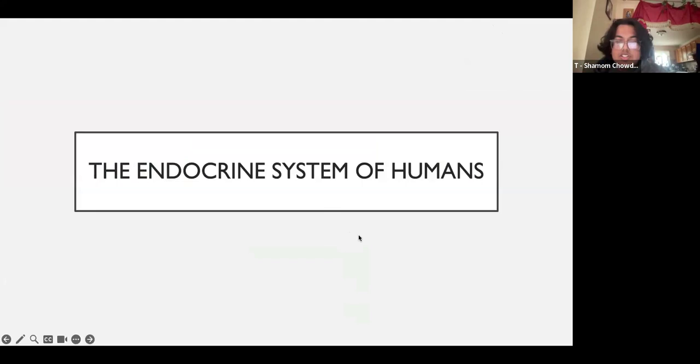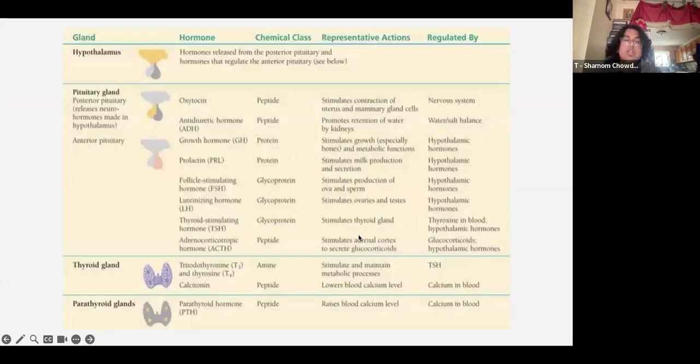So now we're going to talk about the endocrine system of humans. This is a lot of what is going on within your body. Your hypothalamus is where hormones are released from the posterior pituitary gland, and hormones regulate the anterior pituitary gland. When it comes to memorization, obviously these are a lot of hormones. However, try your best to memorize as many hormones as possible, or at least the major hormones, because a lot of these hormones are responsible in a lot of your other systems as well.